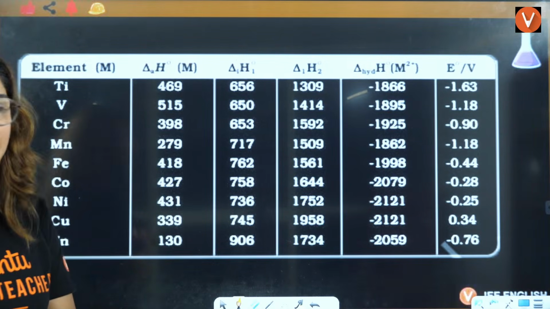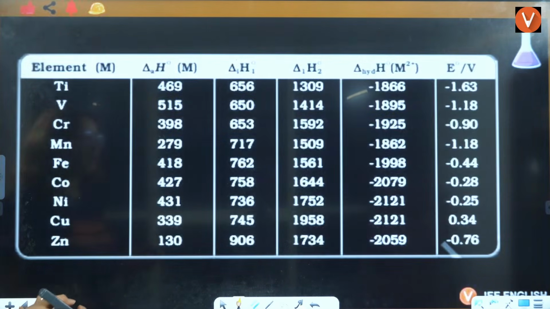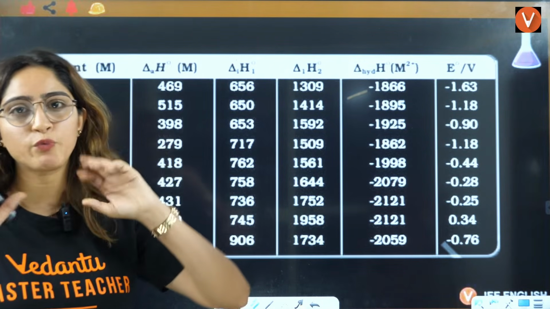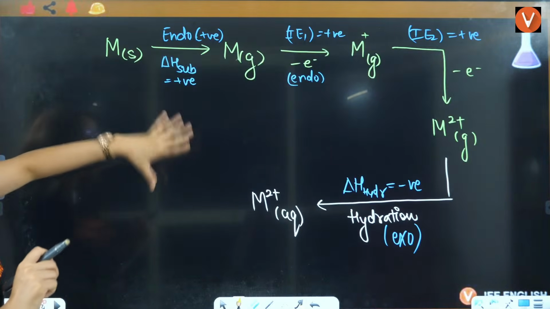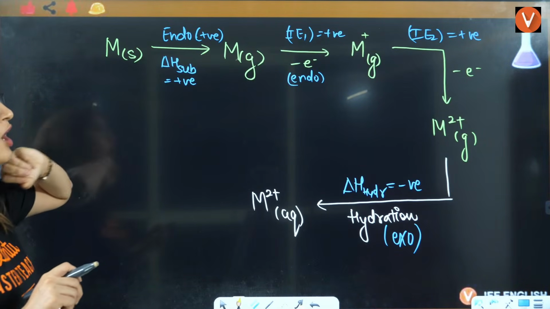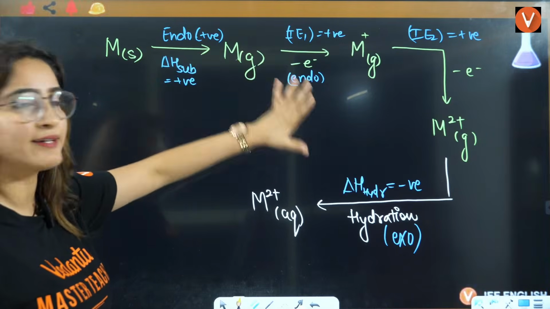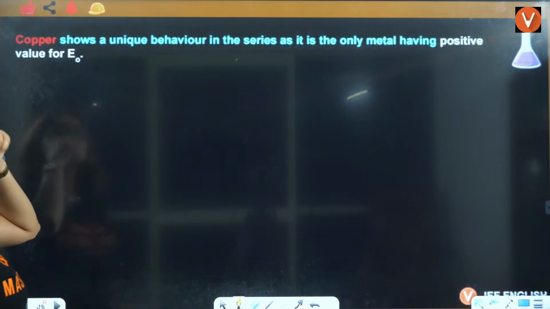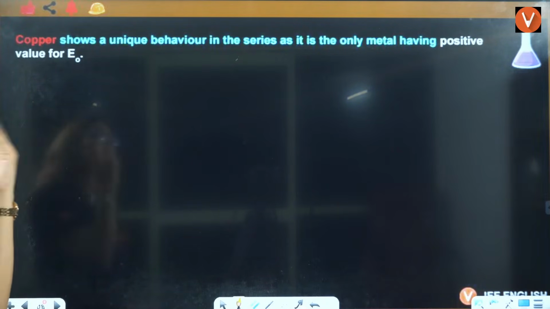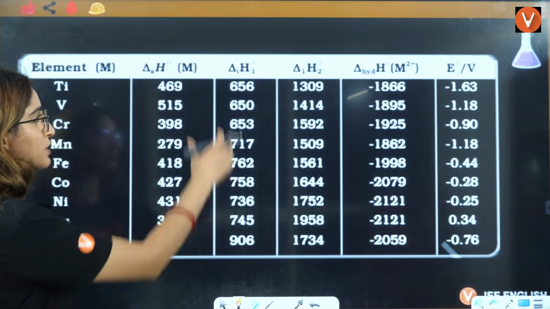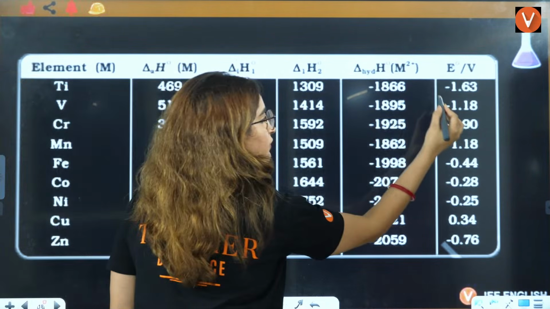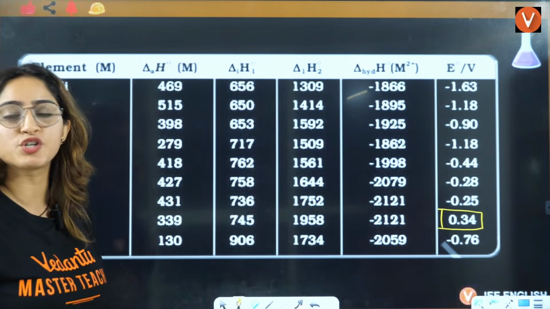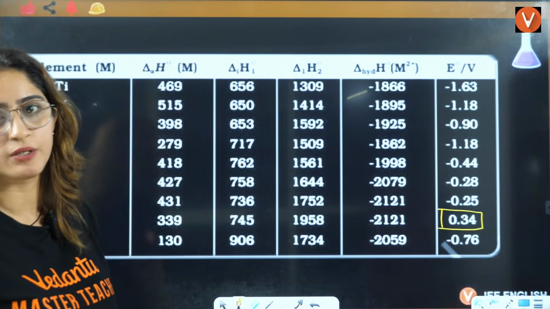But there are some very important points to discuss from this particular table. Why I showed you this, I'll also tell you, because when we study the reasons, we will need this table. Let's understand this one by one. First, copper shows a unique behavior in the series. Can you see? Negative, negative, negative, negative, negative, negative. It is the only metal which shows positive electrode potential.